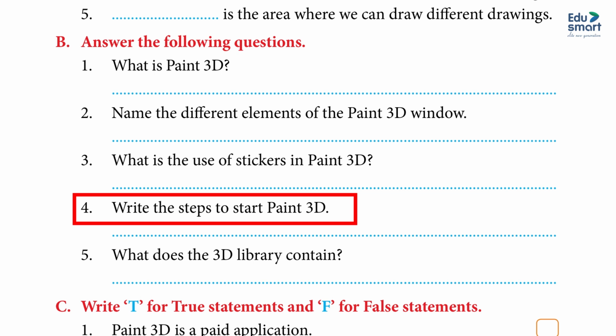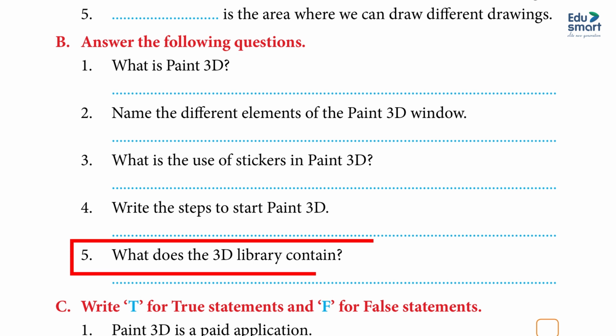Steps: 1. Click on the Start button. 2. You can choose the Paint 3D option from the menu or type Paint 3D in the search box. 3. The Paint 3D window will open. 5. What does the 3D library contain? Answer: It is a collection of thousands of free 3D models divided into several categories.